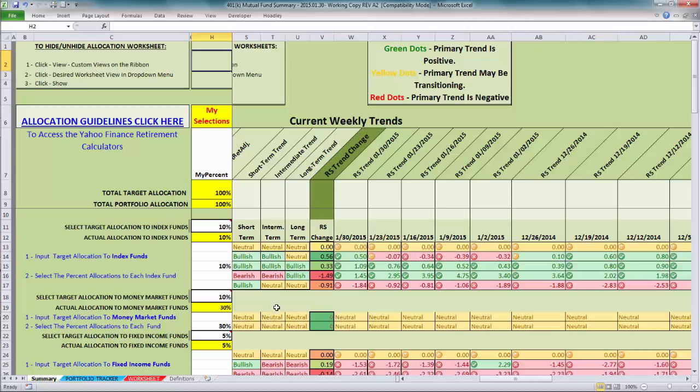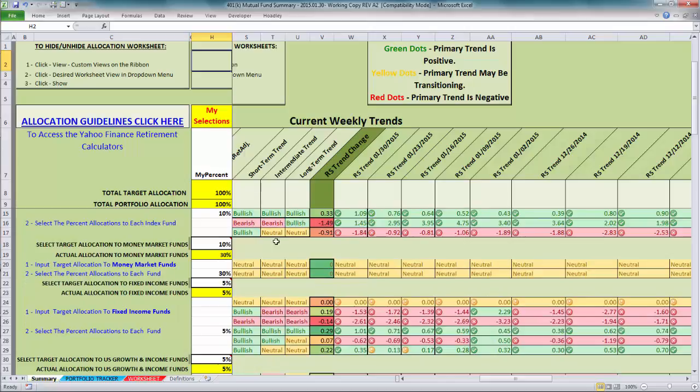you'll see that our system says that if you see a green light to the left of column V and to the right, it's all right to stay in the fund and there's nothing to do. Let's go down. We see that we have a 30% allocation to money market, and I'll explain why we're there in just a few moments.